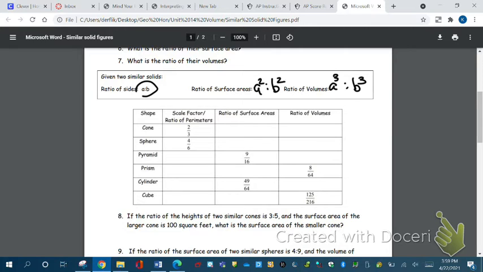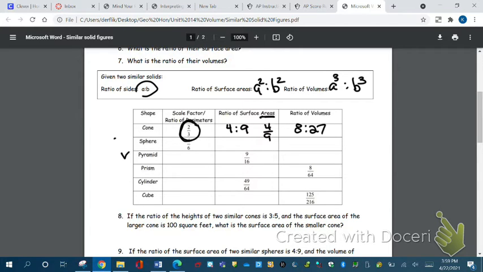Okay, so using that, it doesn't matter what shape it is. If I know that the ratio of one length is 2 to 3, then the ratio of the areas would be what you get when you square them, 4 to 9. Square the 2, square the 3, and you can write it like that or like this. The ratio of the volumes would be these two numbers cubed. 2 cubed, which is 8, and 3 cubed, which is 27.